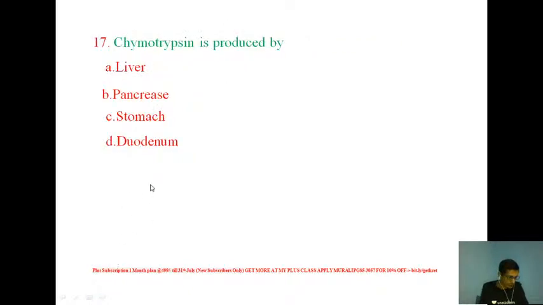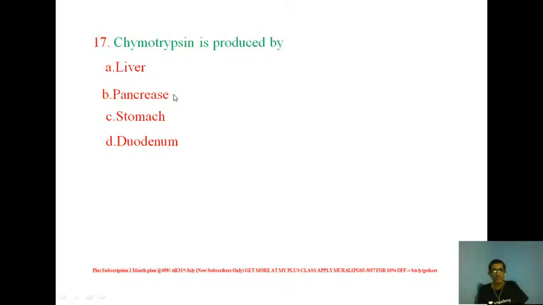Next question, I think question number 17. Am I right? Yes. Chymotrypsin is produced by which organ here? Liver, pancreas, stomach, duodenum. I gave this one in the previous question, I think question number 15. So which is the answer? Anjali, yes, you gave pancreas. So for the 17th question, pancreas, you are right.